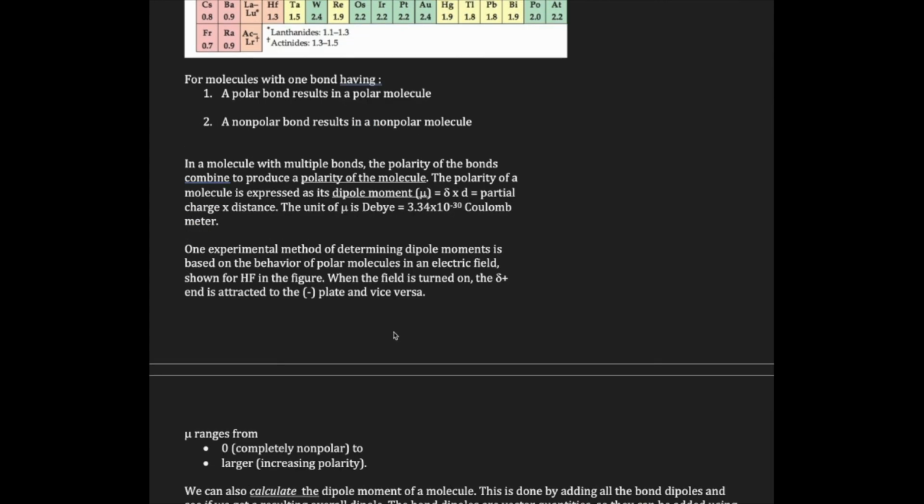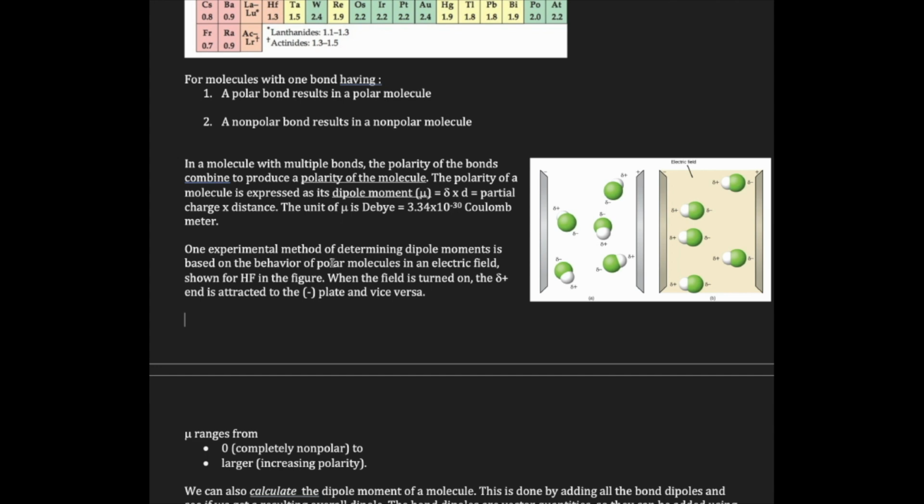Now, what we can do is we can measure a dipole moment in an instrument like this where there's an electric field. So if the molecule has some kind of a dipole moment, then when you turn on that electric field, the molecule will line up. The negative side of the molecule will line up on the positive plate of that electric field, and then the positive side of the molecule will line up on the negative plate. If it's a nonpolar molecule, then when you turn on the field, it would just be randomly oriented like this. Okay, so it's not going to line up like a polar molecule.